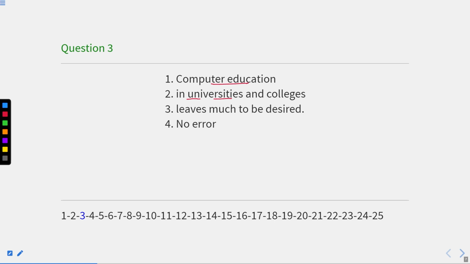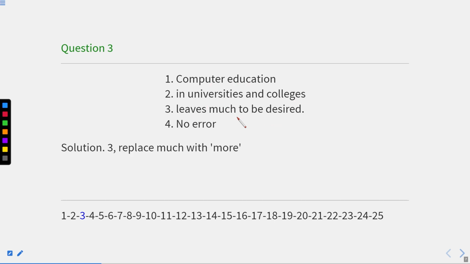Computer education in universities and colleges leaves much to be desired. Here this word much is incorrect. Why so? This should be replaced with more. Now you must be thinking, what is the meaning of this sentence? Leaves more to be desired is actually a phrase that means something is not good over there. If something leaves more to be desired, it means that the condition of that thing is not good in that particular scenario or particular frame.